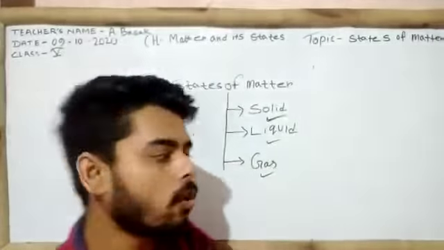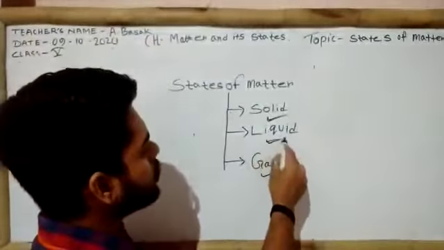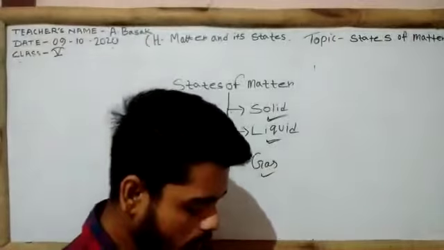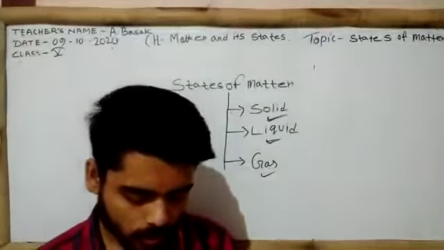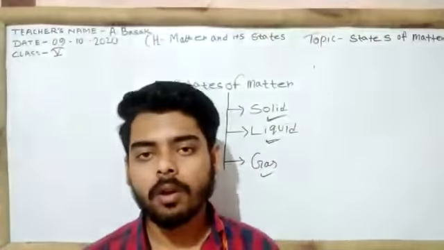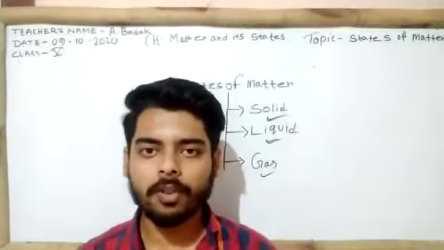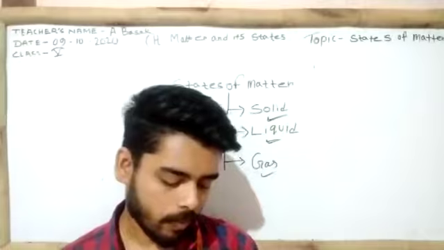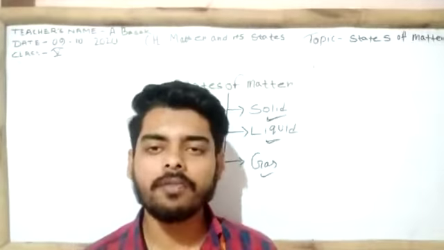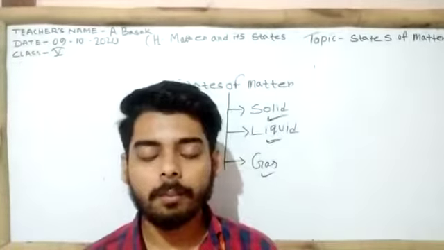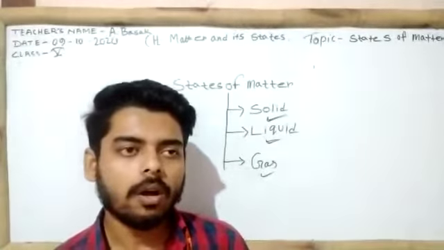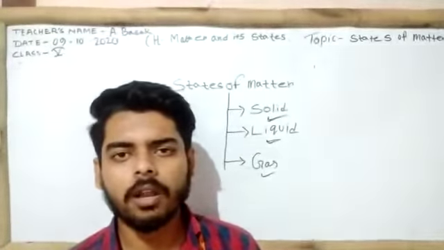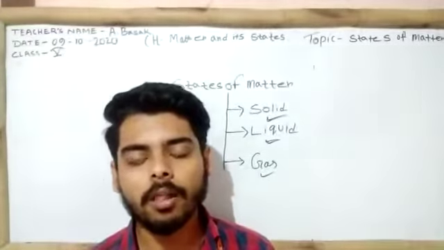So the next state is liquid. We cannot hold liquid in our hand. Liquids can flow from a higher level to a lower level. Okay, so it does not have a shape, but it has a certain volume. Okay, so the examples of liquids are milk, oil, water.